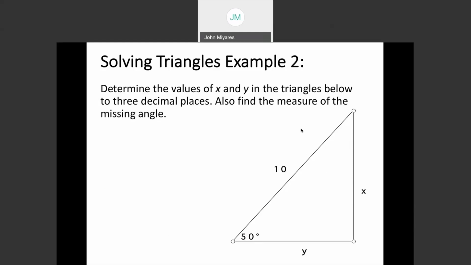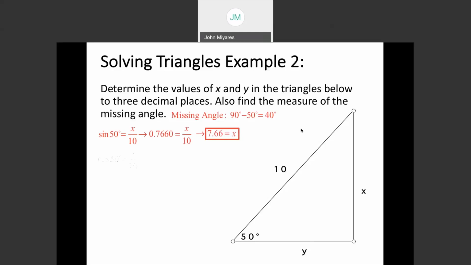So the missing angle will just be 40 degrees in order to make the total number of degrees add up to 180. To find side x, we're going to use the sine function and say that the sine of 50 degrees equals x, the opposite side, over 10, the hypotenuse. We can decimalize the value of the sine of 50 degrees, then cross multiply to get 7.66 equals x.